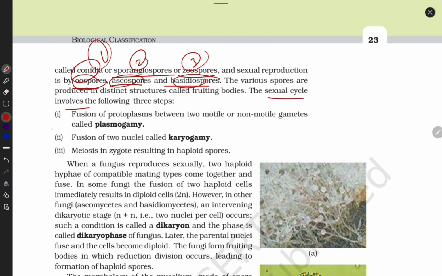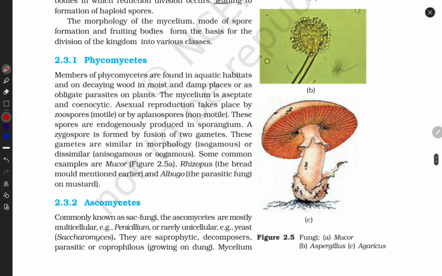The sexual cycle involves three things: plasmogamy, karyogamy and zygote formation. Plasmogamy means their plasma will fuse. Karyogamy means their nuclei will fuse, and what do they make? A zygote.